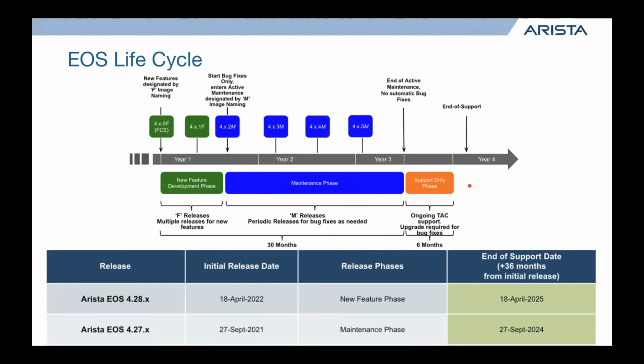If you go to our EOS lifecycle page, it has this picture and it has a lot more information than what I provided here. One of the cool things it has is this chart that shows the current trains and the phase they're in and end of support. So I'm talking about 4.27. We see it's currently in its maintenance phase with end of support being in September of 2024.